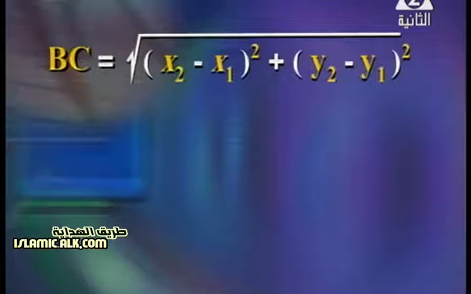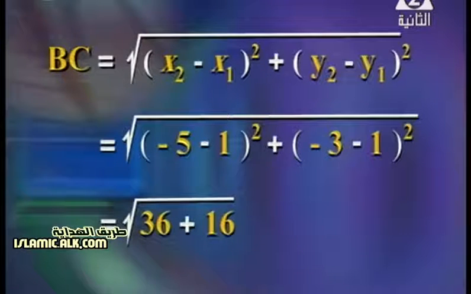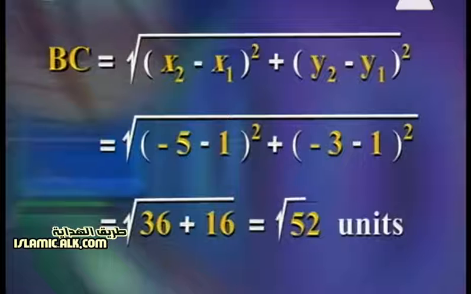BC equals square root of (x2 minus x1) all to the power of 2 plus (y2 minus y1) all to the power of 2, which is equal to square root of (negative 5 minus 1) all to the power of 2 plus (negative 3 minus 1) all to the power of 2. This will lead us to the result square root 36 plus 16, which is equal to square root 52 units.